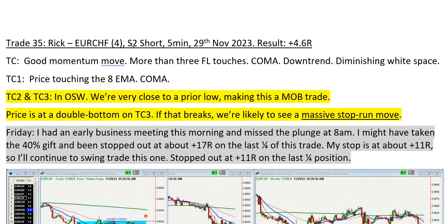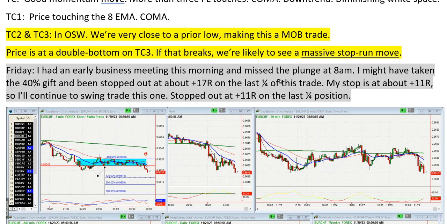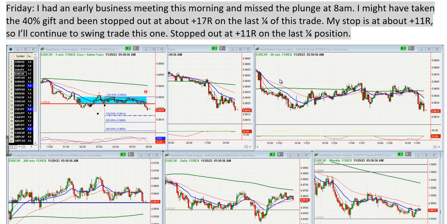That's based on the S2 system, going short on the 5-minute chart. So he generated with that a really nice R multiple, 4.6 R. Now let's have a look how the chart presents itself. So this is the 5-minute chart, 15, 60, 240, daily and weekly. We can see here's the S2 multi-bar pattern.